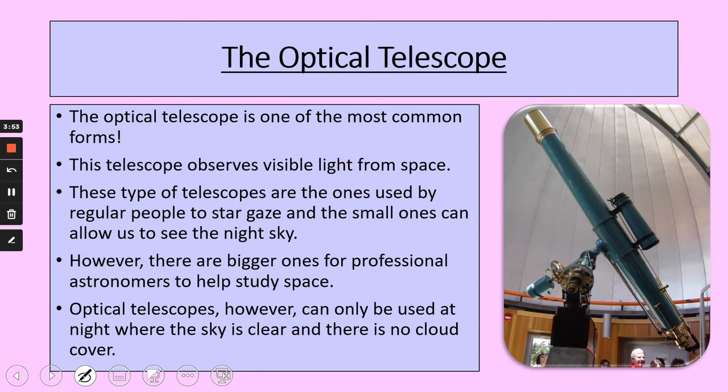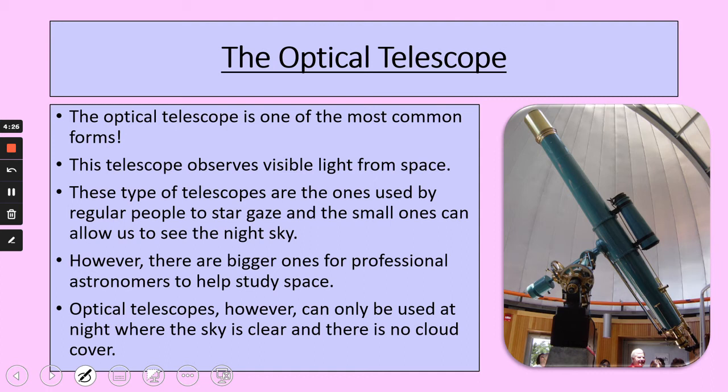Okay, so we're going to talk about the optical telescope. This is probably the most common telescope, and it's the one that average astronomers can use from their houses at night. So these telescopes observe visible light from space. So they're part of the visible light part of the electromagnetic spectrum. And as I've already mentioned, they can be used by regular people to stargaze at night. However, we also have bigger ones that are used professionally to help study space.